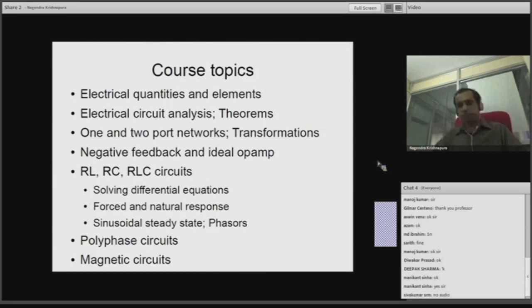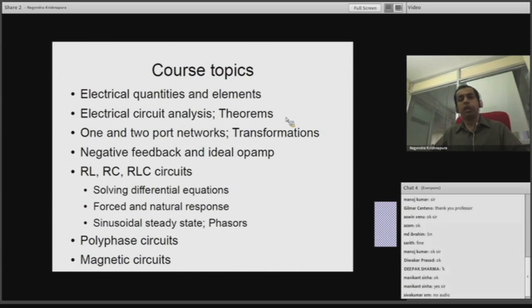Then, after we discuss electrical quantities and elements, we'll see how to analyze circuits. Again, at some level, for very simple circuits, you would be familiar with this. But we'll see how to scale it up for large circuits, which could be arbitrarily large.